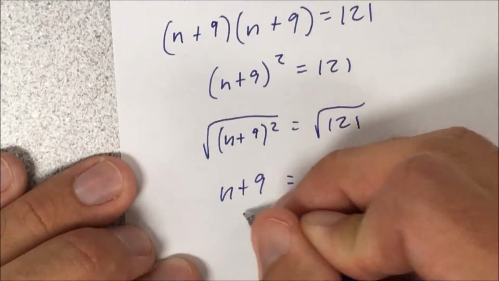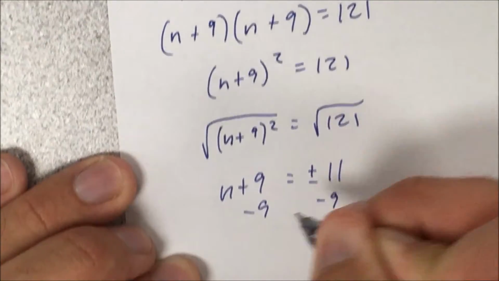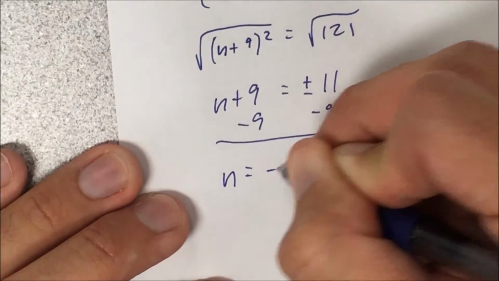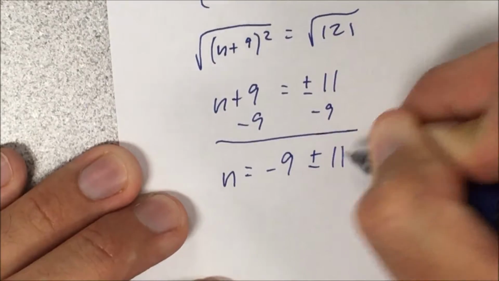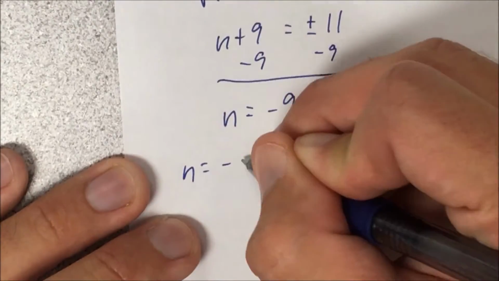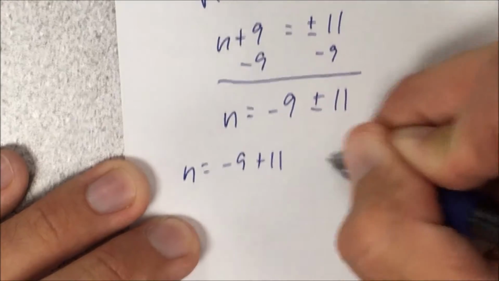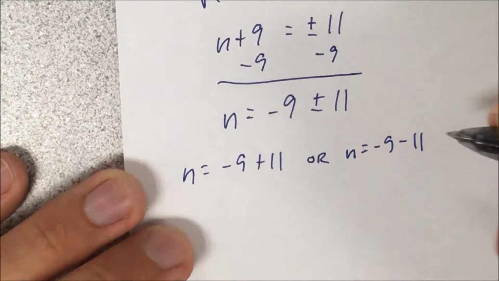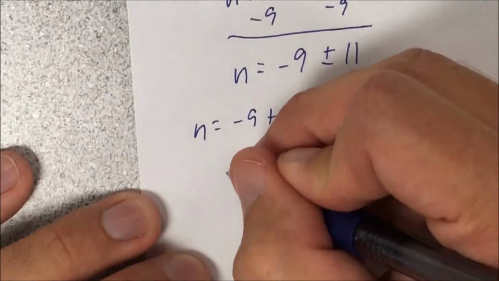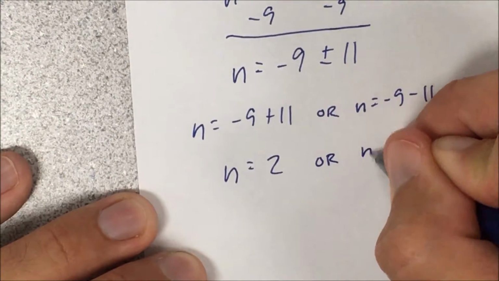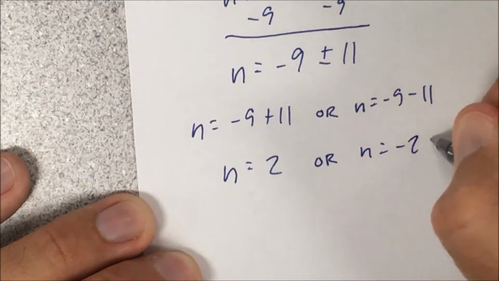Next step, I'm going to take this 9 over here, and I'm left with n equals negative 9 plus or minus 11, and so that'll be n equals negative 9 plus 11, or n equals negative 9 minus 11. So my final answers are going to be n equals 2 or n equals negative 20.